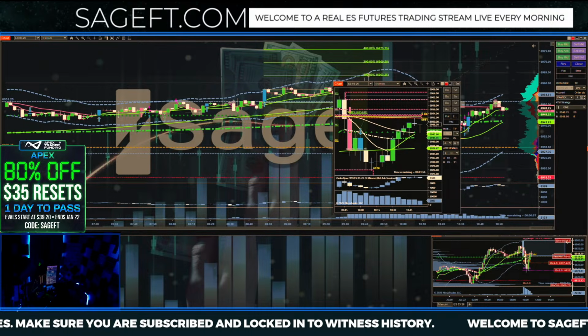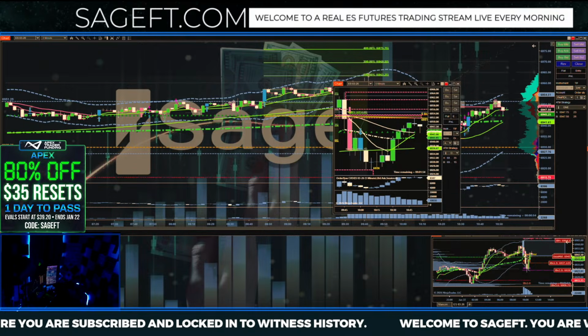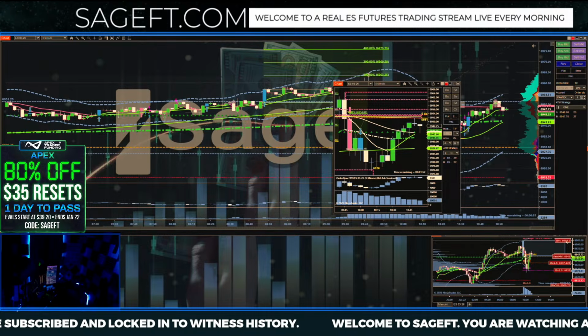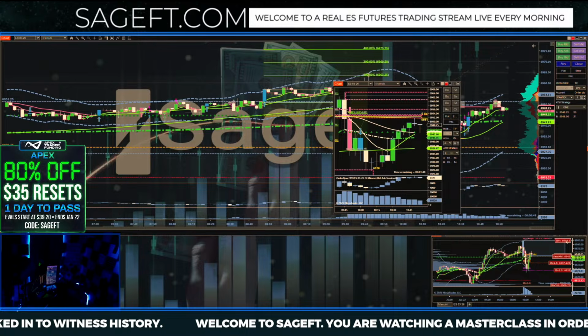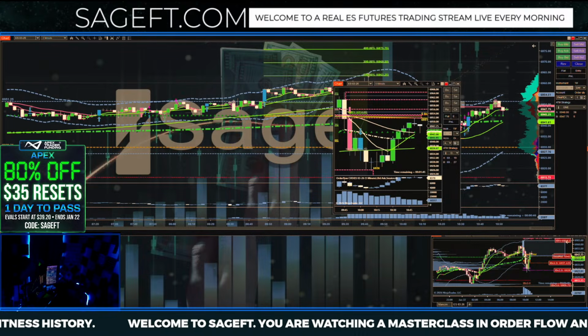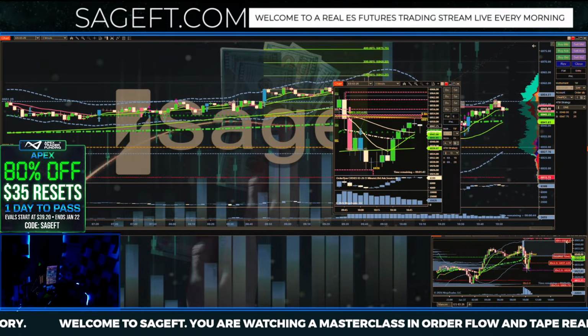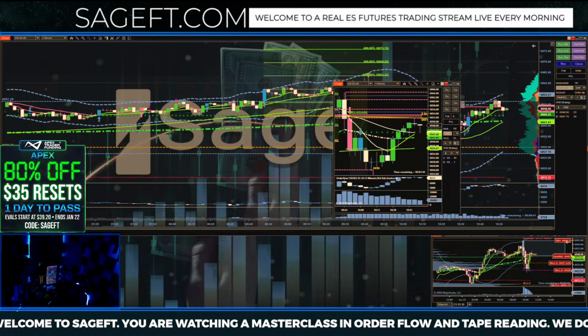The tape is trying to fight that. Let's see who's right. The chart, the candlesticks, or the tape? The tape is leaning, but they're pulling the offer a little bit there on the downtick.